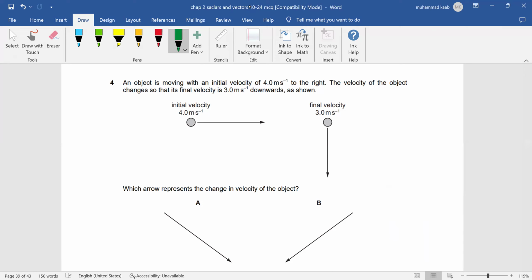An object is moving with an initial velocity of 4 meters per second to the right. The velocity of the object changes so that its final velocity is 3 meters per second downwards as shown. Which arrow represents the change in velocity of the object?